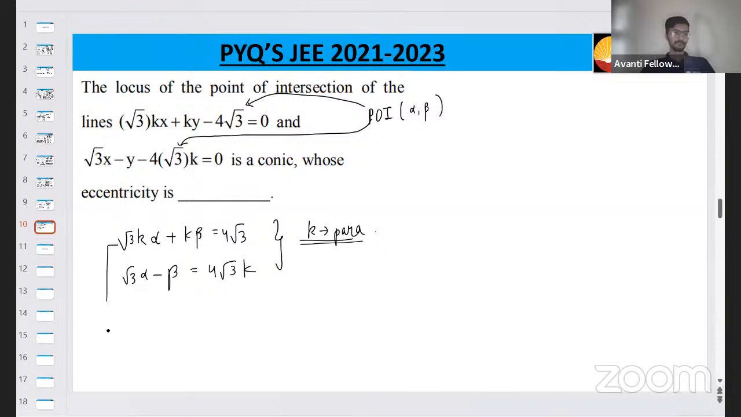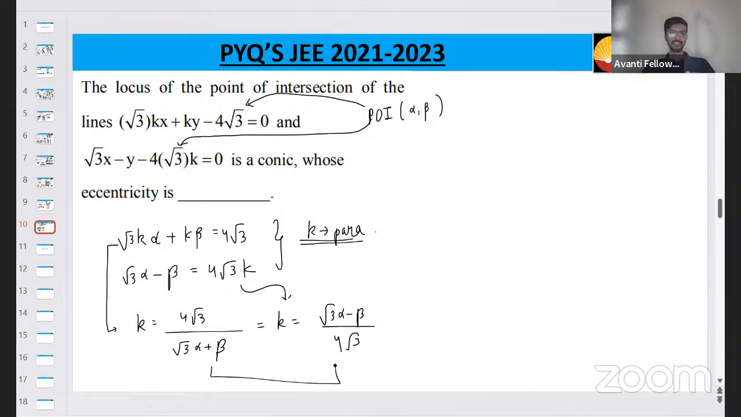It is very simple. From the first, we can get k as 4 root 3 upon root 3 alpha plus beta. Basically, I took k common from the left hand side. Similarly, from this equation, I can get k as root 3 alpha minus beta upon 4 root 3. So if we equate these, k will be eliminated.